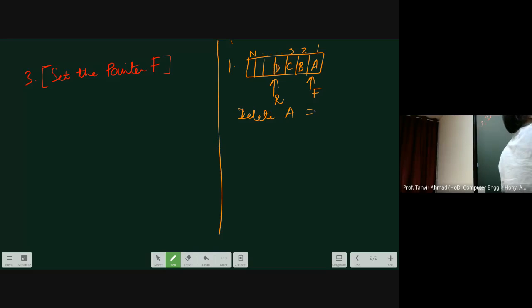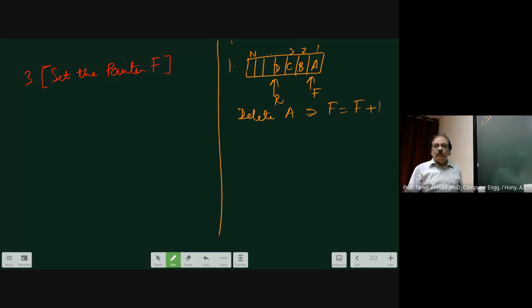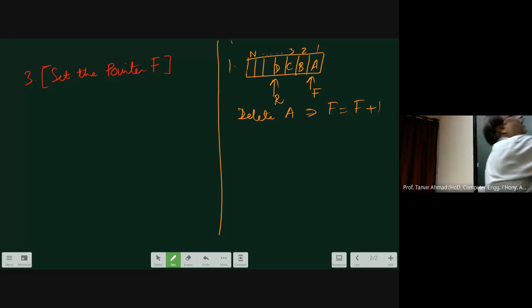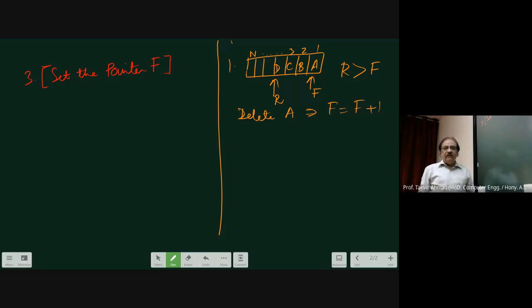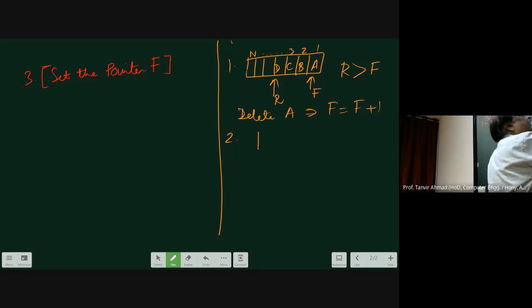Now in this case what will happen? F will become F plus 1. From 1 it will move to 2. This is called a normal delete. That means you are having the elements over there. R is ahead of F, meaning R has a bigger value than F. R is having a value of 4, F is having a value of 1. This is a normal Q delete. Now the second case would be like this. Let us take this example.